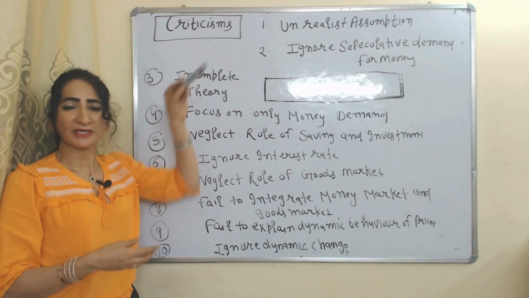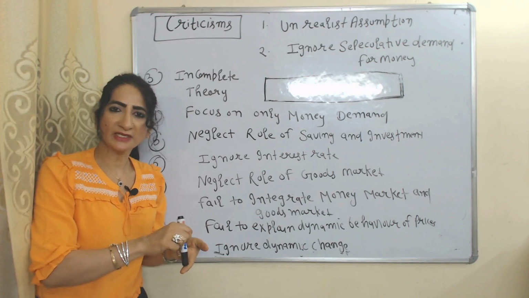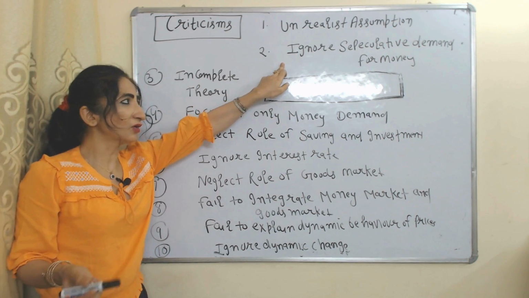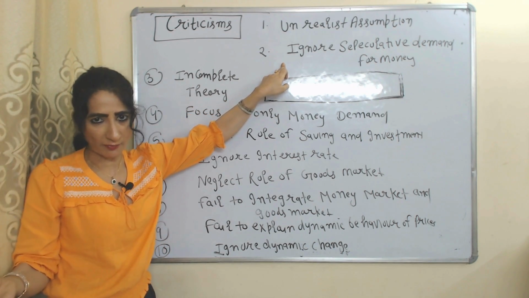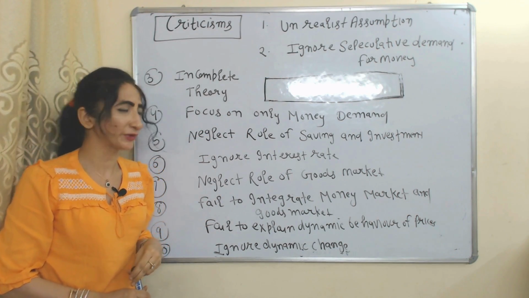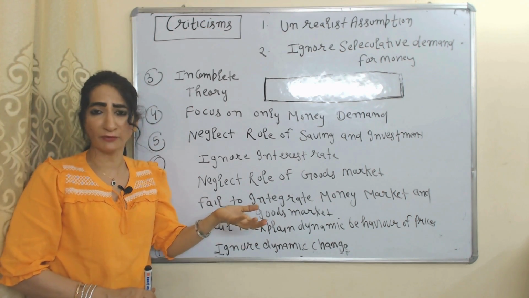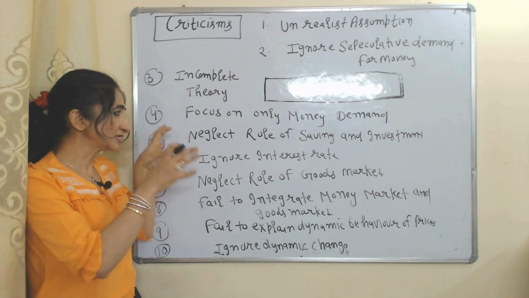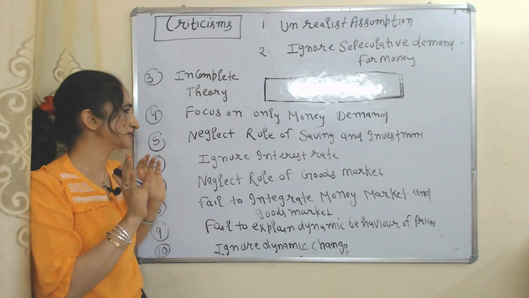Unrealistic assumptions. This theory assumes so many things are constant: K constant, T constant, C constant, H constant, but why? It ignores speculative demand for money. This theory only focuses on the transaction demand for money and ignores speculative demand for money, which is very important. Incomplete theory. In real life, consumer behavior is influenced by monetary habits, but this theory ignores this. This theory focuses more on money demand and very little on money supply.